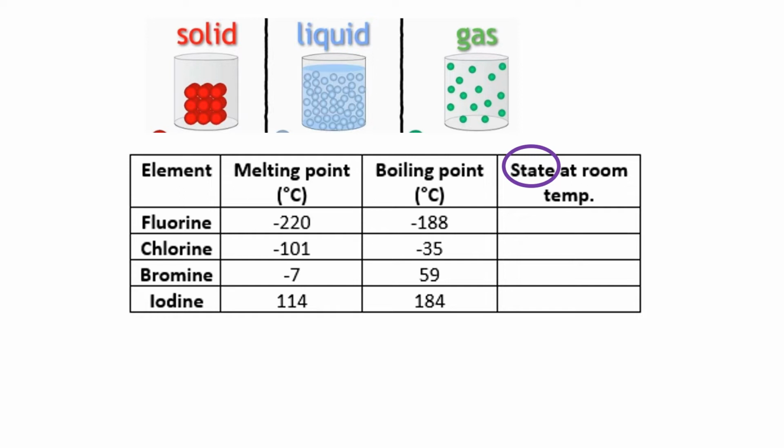Well, I don't know about you, but room temperature is a bit of a funny one. My room right now is 19.3 degrees. Yes, I am sad enough to have a thermometer right next to me. But your room might be a different temperature. What do they mean? Well, unless it says otherwise, you think of room temperature as being 20 degrees. So this question is, if we look at the first one, what state is fluorine at 20 degrees? Is it a solid, is it a liquid, or a gas?